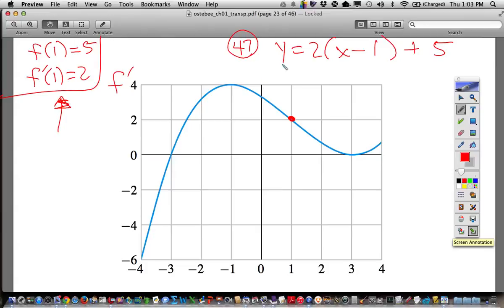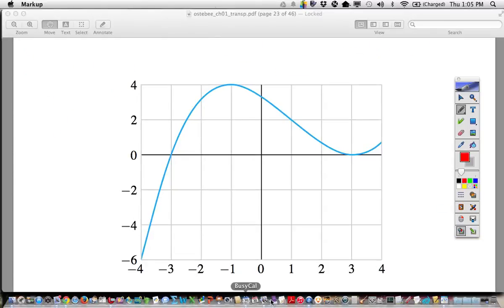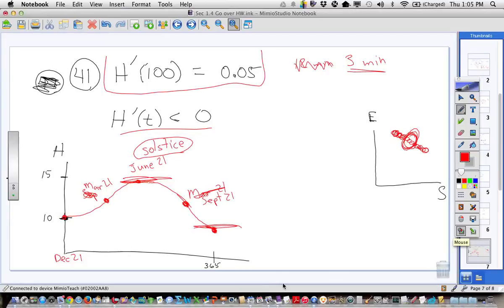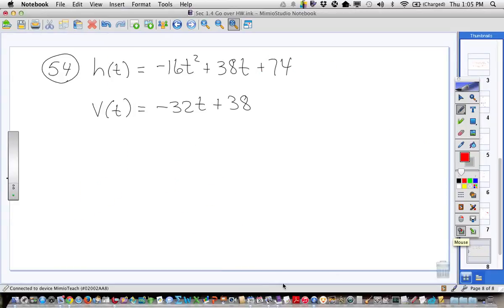We plug that in and we don't even have to do anything with it. We're done. There's your answer to 47. Okay, we get the slope by reading off of the graph. All right, and the last one I think I had envisioned talking about was 54.